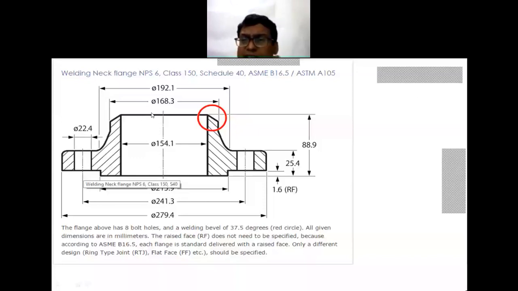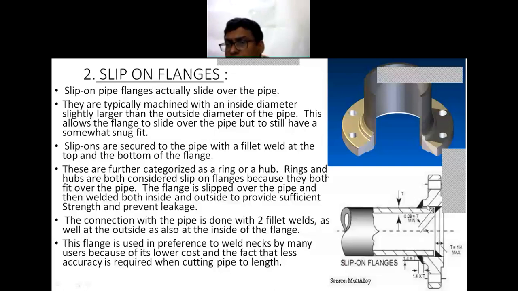Then the next is the slip on flange. The first was a welded neck flange. Now it's a slip on flange. Now slip on flange, it is the groove that is provided in the flange section, and it is welded from inside as well as from the outside. So your pipe will be welded or goes up to the bottom, and there is a certain sleeve which is available. So slip-on flanges actually slide over the pipe.